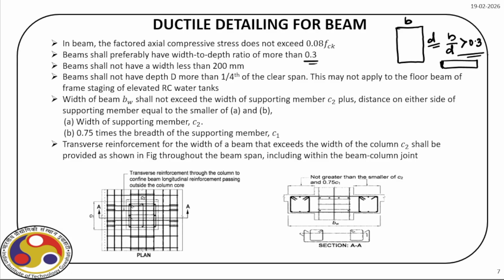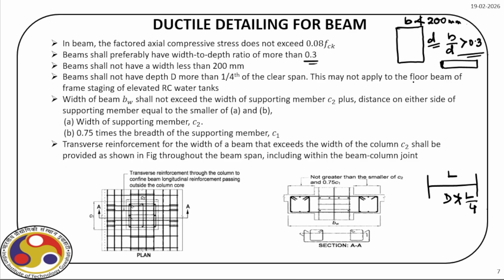Beam shall not have a width less than 200 millimeters. So it should not be less than 200 millimeters. Now, obviously, you can easily sense that if B we keep as 200, then we can evaluate the minimum value of D from this relation, right? Now, beams shall not have depth more than 1/4 of the clear span, okay? Now, if we have a clear span L, then D should not be more than L by 4.